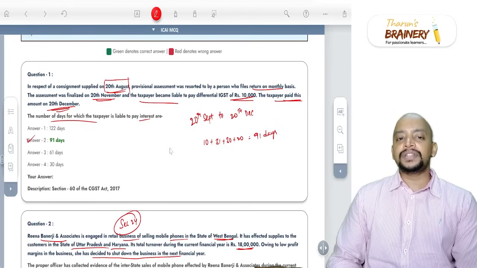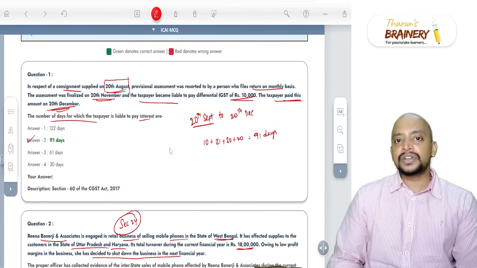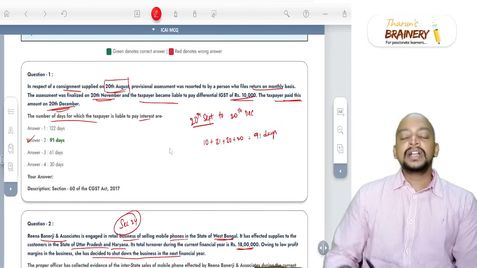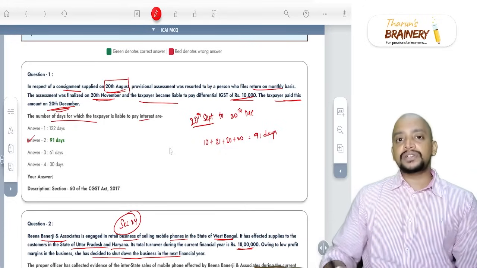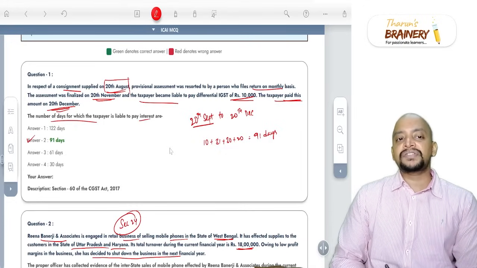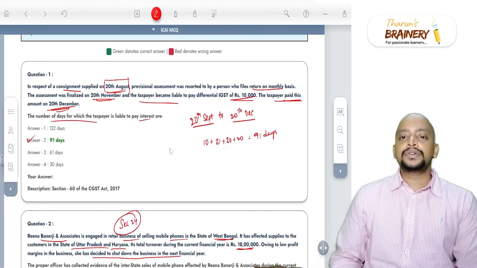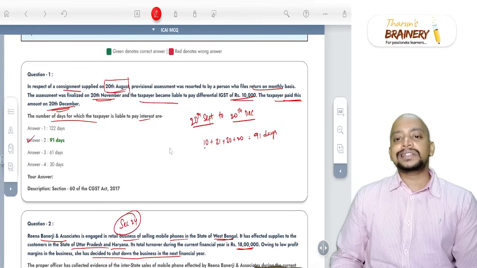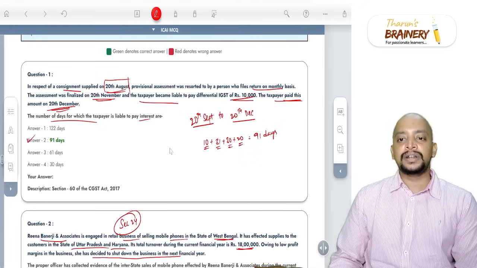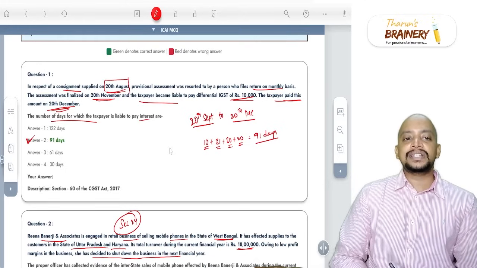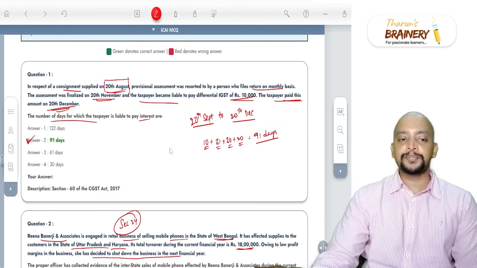What is the due date of the month for which we resorted to provisional assessment? Consignment is supplied on 20th August. For August, what is the due date? 20th September. Till the date, so the finalization of assessment is irrelevant. Till the date they are making the payment of differential amount. When are they making payment of differential amount? 20th December. So September, don't count 20th. So 10 days in September, 31 days in October, 30 days in November, 20 days in December. So 91 days. 91 days is the period for which interest is payable.